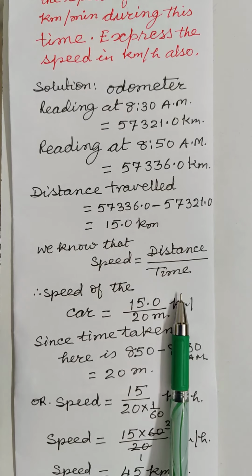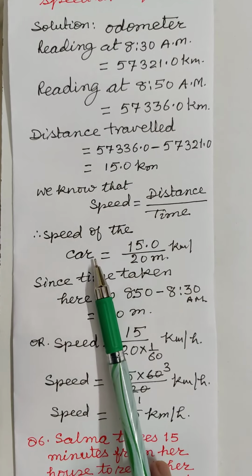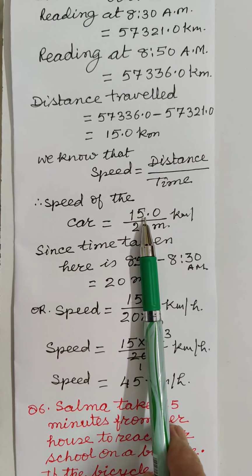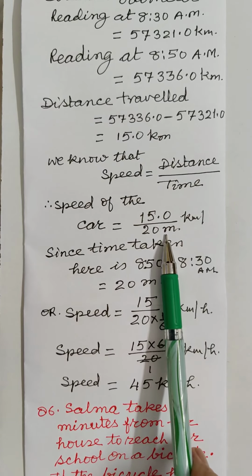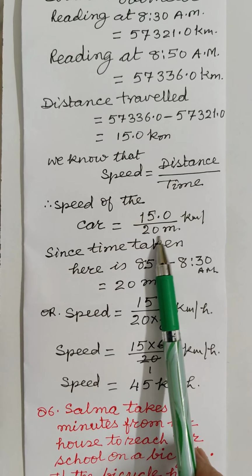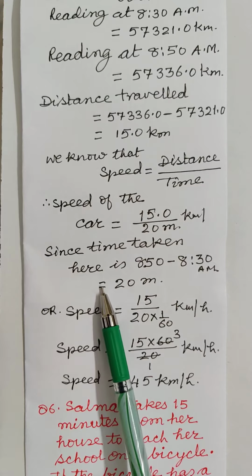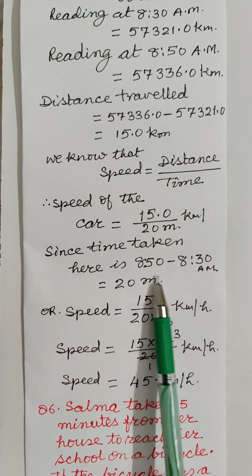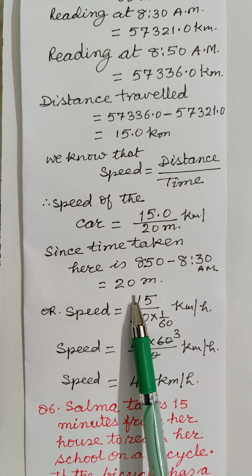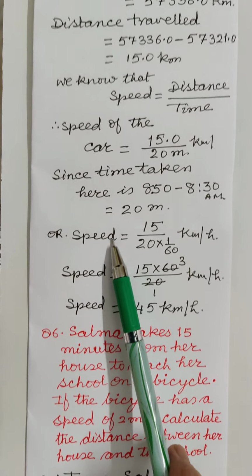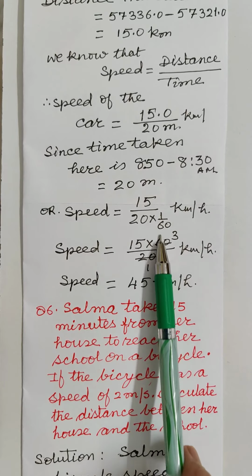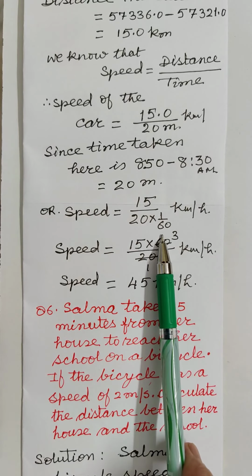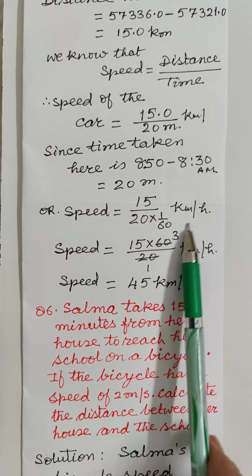We know that speed, again we shall apply the same formula, speed is equal to distance upon time. So the speed of the car: 15 km is the distance travelled by the car and the time taken is 20 minutes, since the time taken here from 8:30 to 8:50 am is 20 minutes. Or the speed is equal to 15 upon 20 into 1 upon 60, turning hours into minutes.